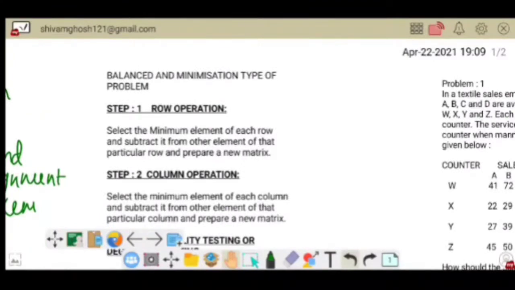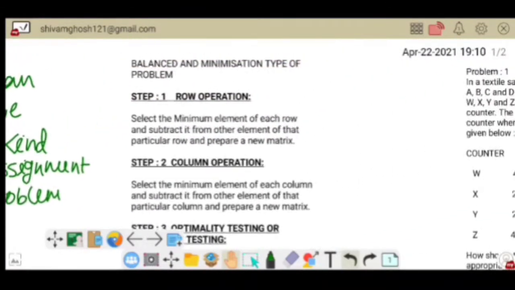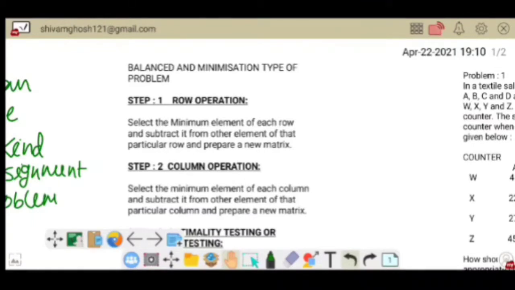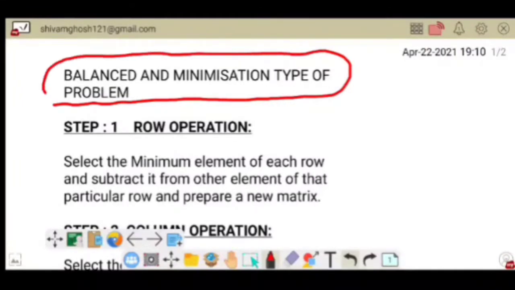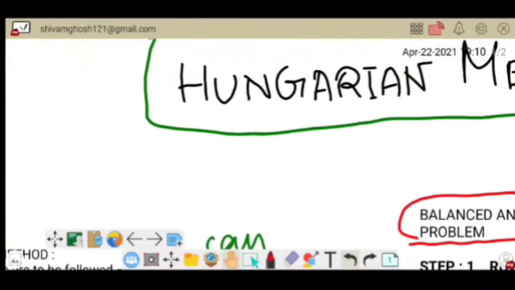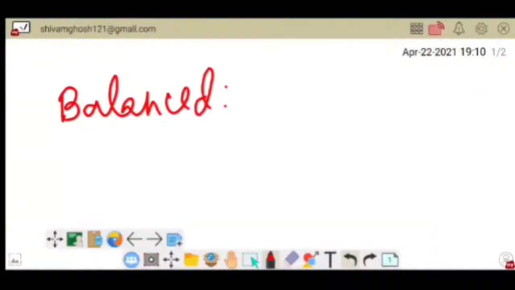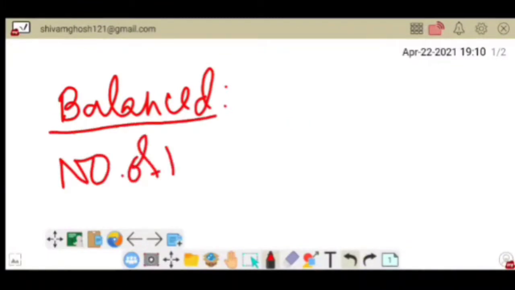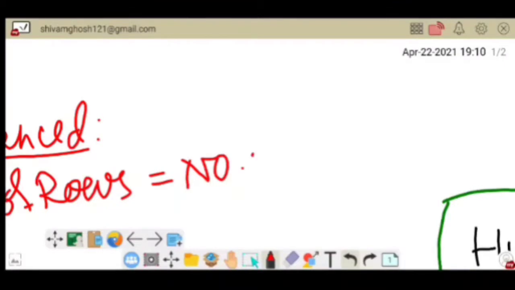At first, before describing the steps, I would like to give you a proper assignment problem, that is a balanced and minimization type of assignment problem. So here you can see it's written. Today we will solve a balanced and minimization type of problem. You know what balanced means? Balanced means the number of rows equals the number of columns.